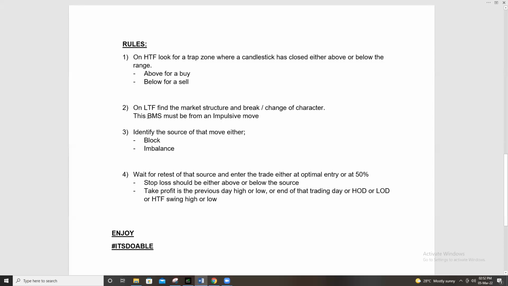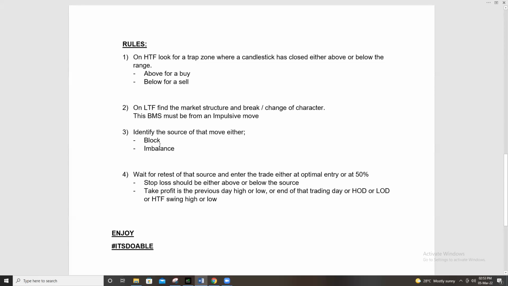Number 3, now you've had your break of market structure from an impulsive move. Number 3, identify the source of that move. Which move? The impulsive move. What did it do? The impulsive move that broke the structure. You need to know where did it come from. Did it either come from a block or did it come from an imbalance?